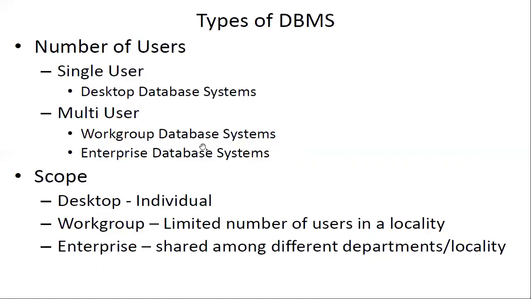There you have the workgroup database system and then the enterprise database system. Some databases are used at the enterprise level, the organization or company level. Okay, suppose a company is running in multiple places and has a number of branches. Whatever data is generated in all the branches, they can have a centralized database or they can have their own set of databases. Okay, it is all based on how you want to utilize your data as well as your database management system. Okay, so what is the scope? Desktop type of database management system is individual.